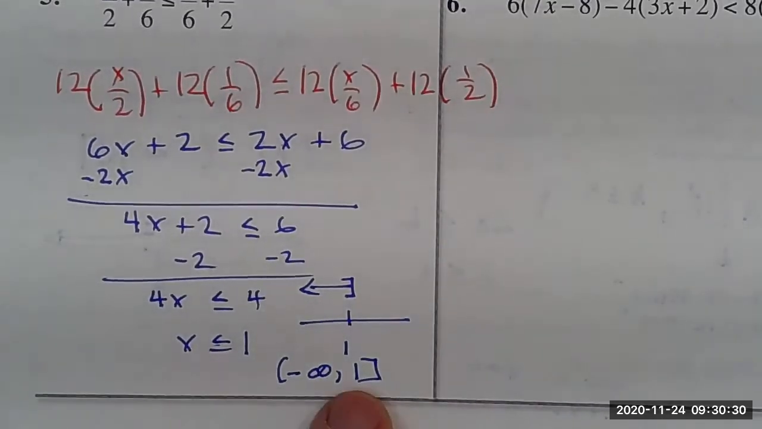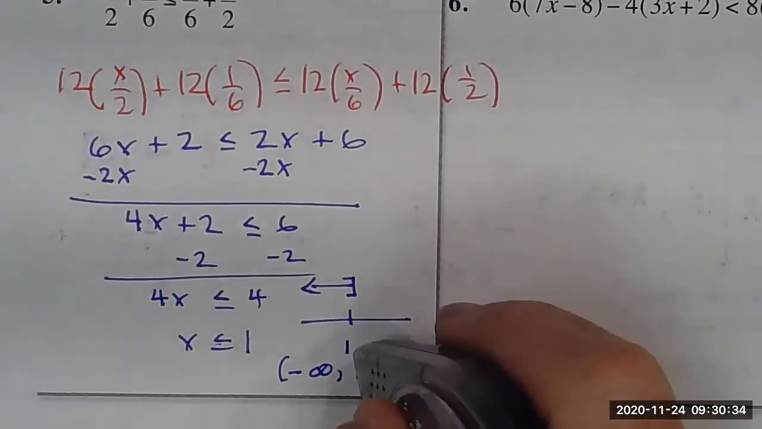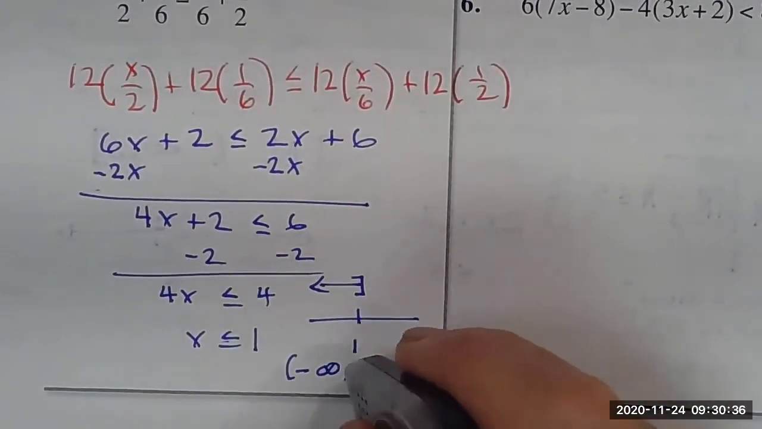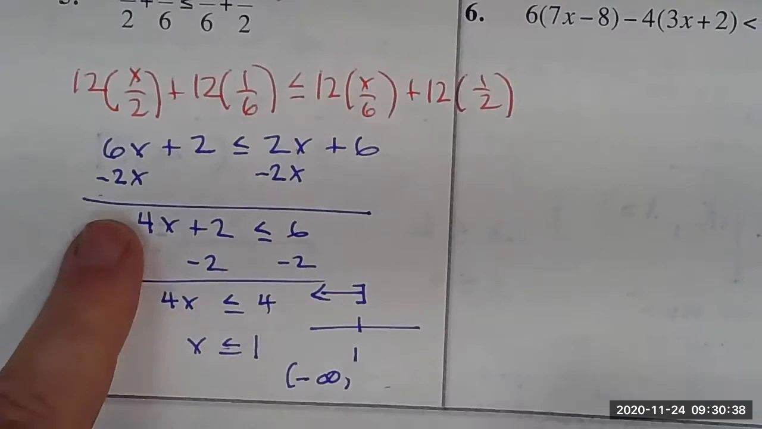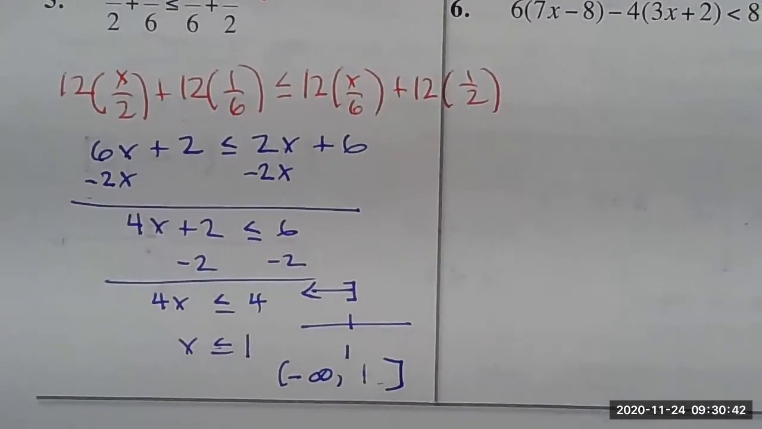That almost looks like a square. Optical illusion. It's a 1 bracket. Yeah, that's funny. 1 and then bracket. There, it's better.